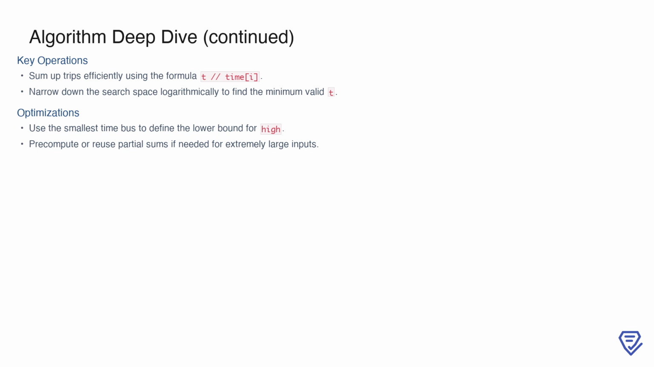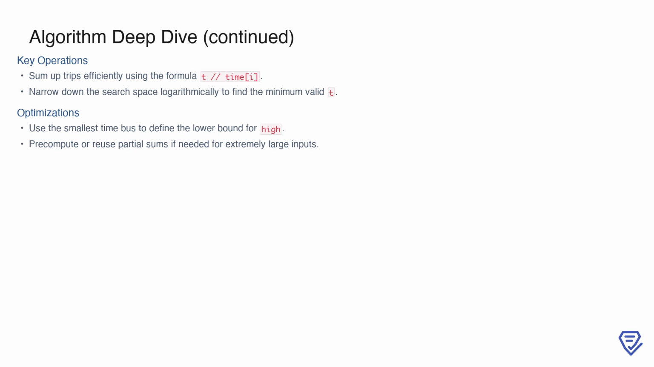The algorithm achieves its efficiency by focusing on two key operations. First, it computes the total trips for all buses at a given time using the formula t / time[i]. This allows the algorithm to avoid simulating every individual time step, making the trip calculation highly efficient. Second, it uses binary search to narrow down the range of possible times logarithmically, ensuring that we only evaluate a small subset of potential values for t.